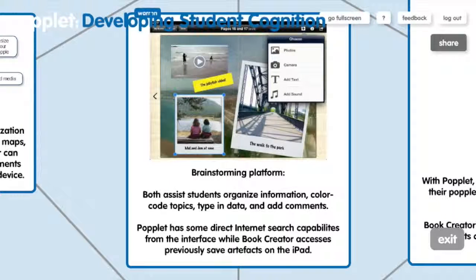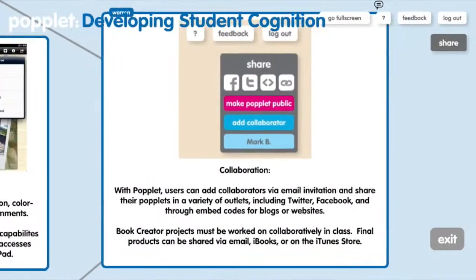Both of them are brainstorming platforms. Poplet perhaps leans a little bit more towards brainstorming, but Book Creator definitely can be used as a brainstorming platform. Both assist students in organizing information, color coding topics, typing in data, and adding comments. Poplet has some direct internet search capabilities from the interface, while Book Creator accesses previously saved artifacts on the iPad itself.